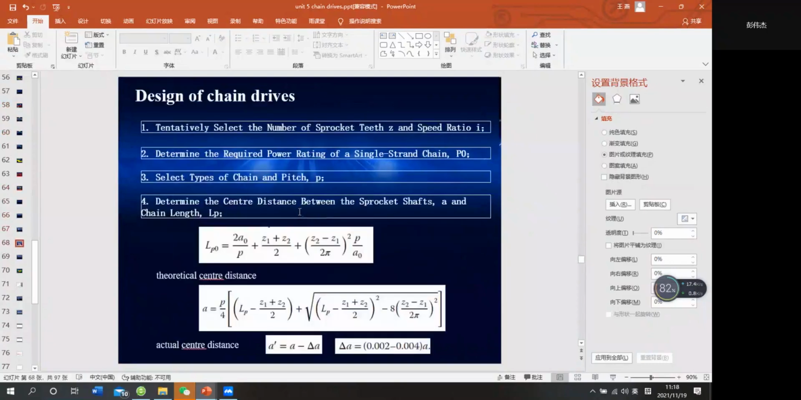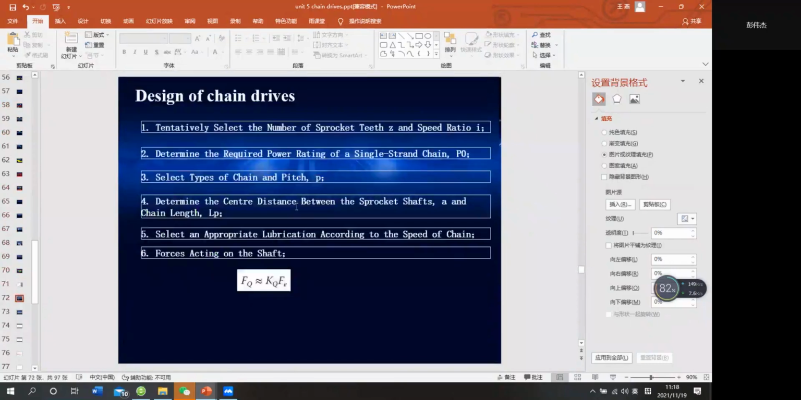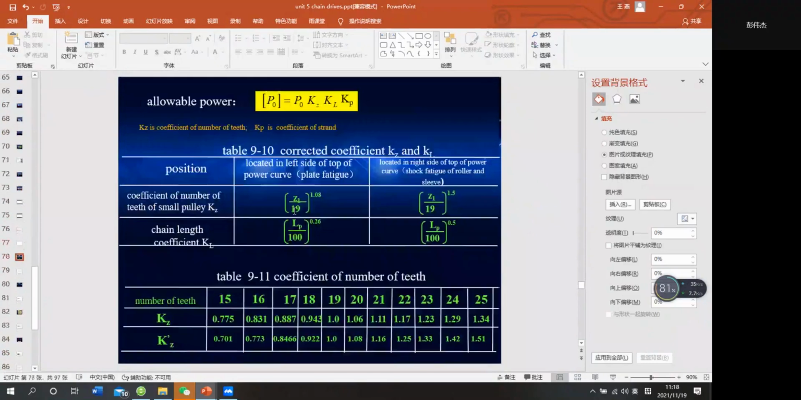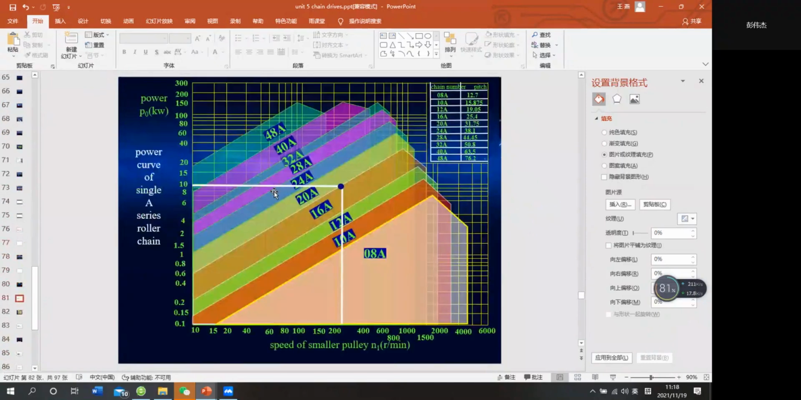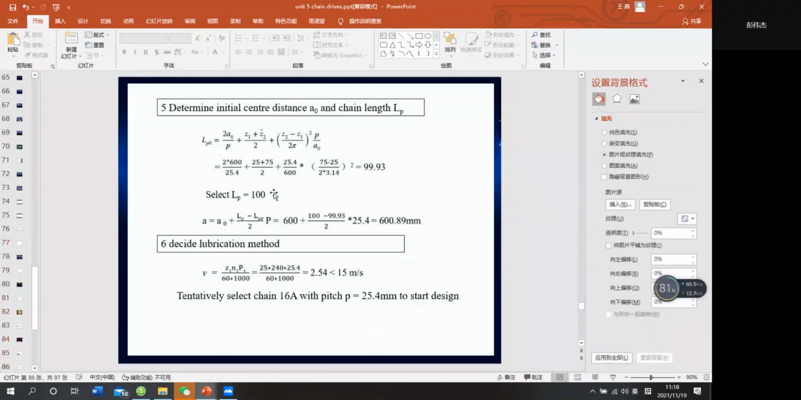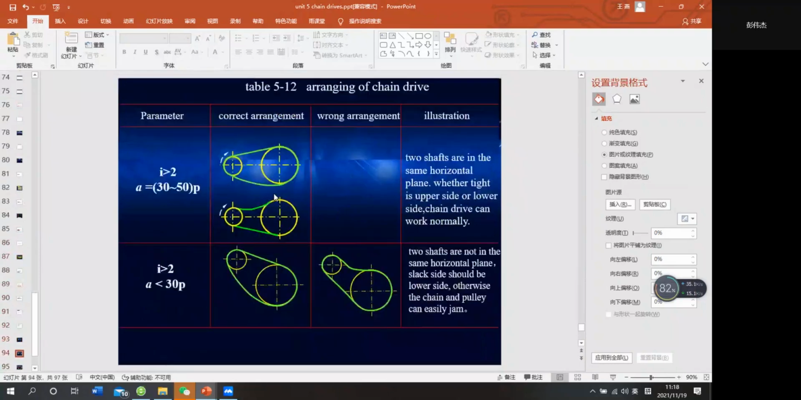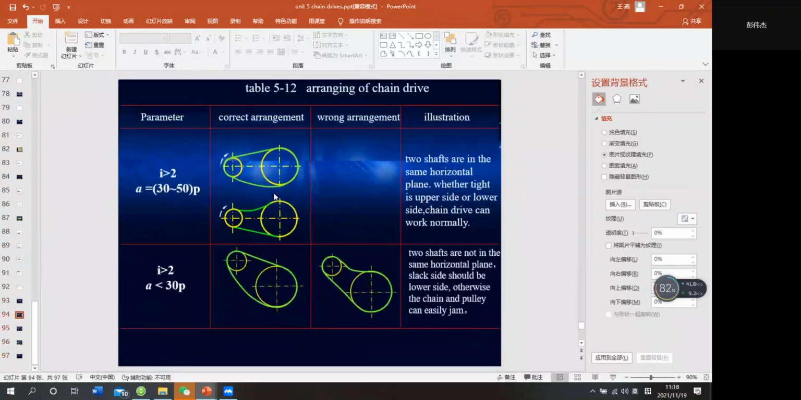Any questions? No, teacher. Okay. No questions. So, this is for today's class. Okay, thank you, teacher. Next class we will study the gear drives. This chapter is very important, because you should know how to design the gear drives in your course design.